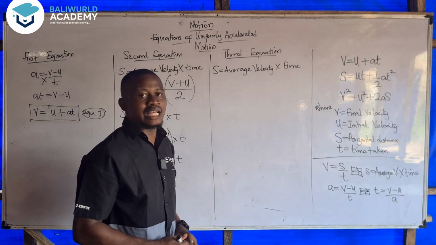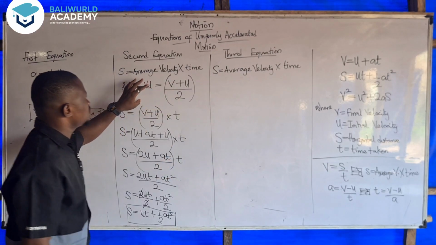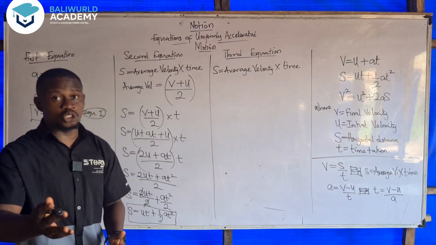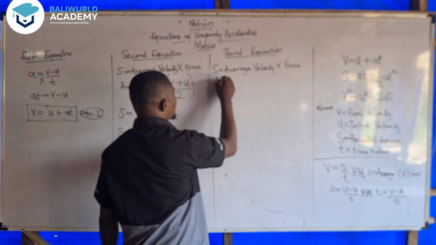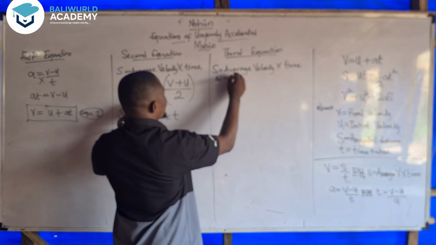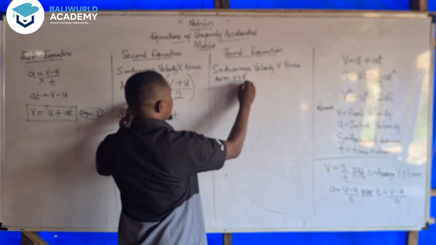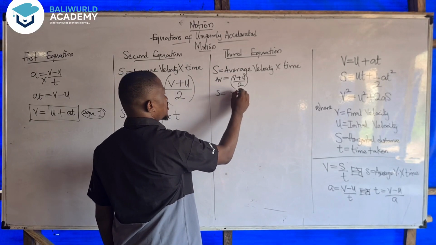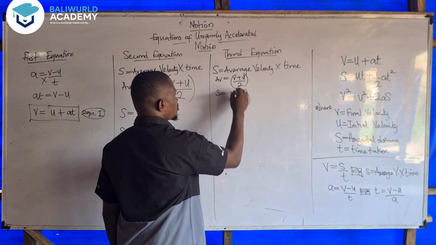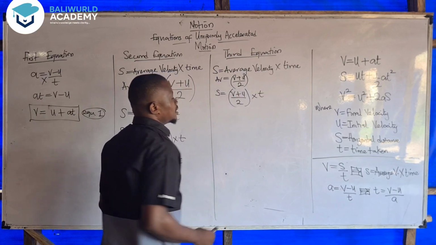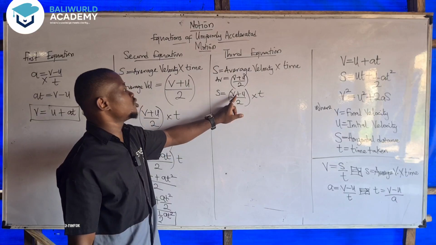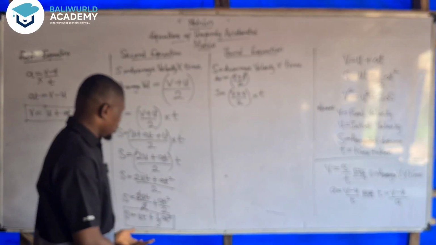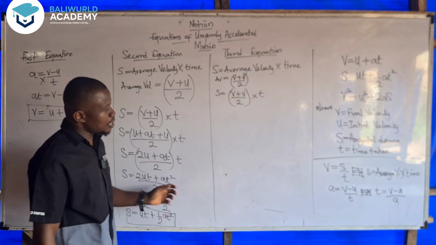Now we're still going to start from this same formula that we used to derive equation 2, but the only thing is that we're going to change our approach. For example, remember I told you average velocity is equal to V plus U divided by 2. When I input it in the formula again, I have S equals V plus U divided by 2 multiplied by time. But in this case, I'm not going to introduce the value for V, because if I do that, I'm going to still be deriving the second equation. So I'm going back here to the board.